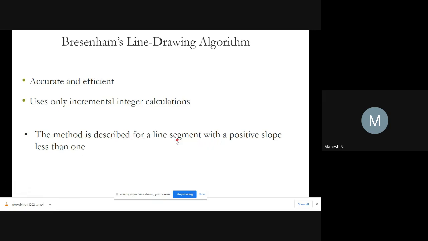This method was described for a line segment with a positive slope less than 1. So Bresenham's line drawing algorithm is best suited for lines which have positive slopes, that too less than 1. We'll discuss this algorithm for a positive slope less than 1 and also greater than 1, but for less than 1 we will concentrate more.